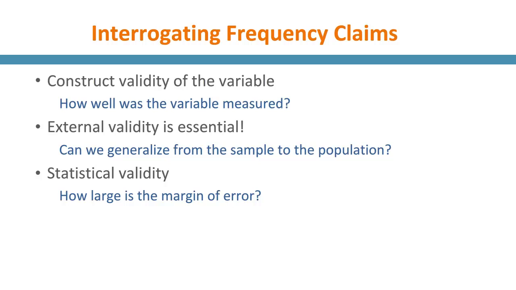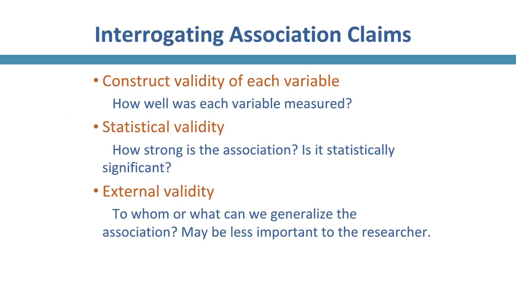Statistical validity. How large is the margin of error? So usually they'll say 65% plus or minus 3% or something like that. So the larger that margin of error, the less confident you should be in those results. You also have to ask, did they even include this margin of error? Oftentimes they don't. So say that we have an association claim.